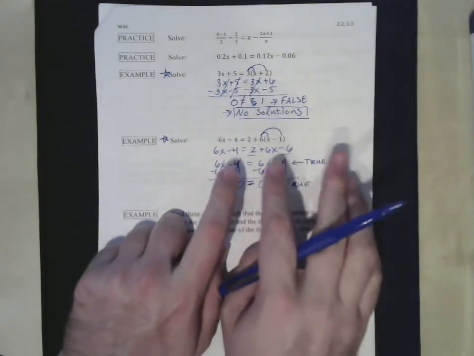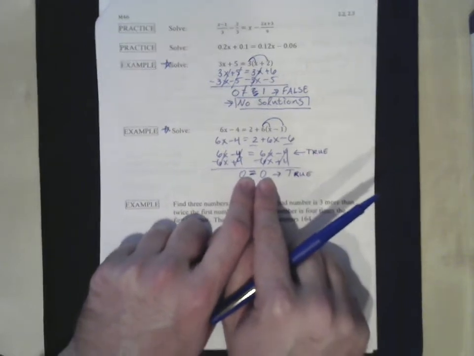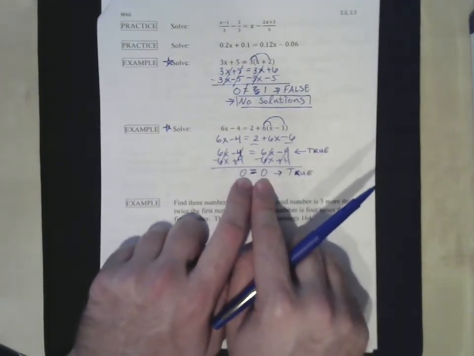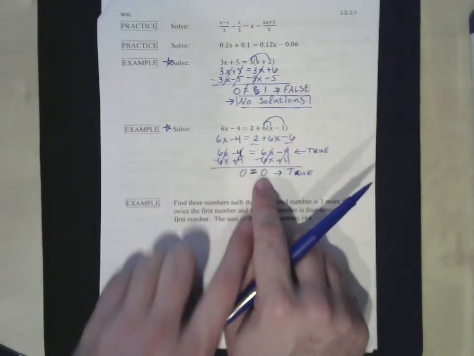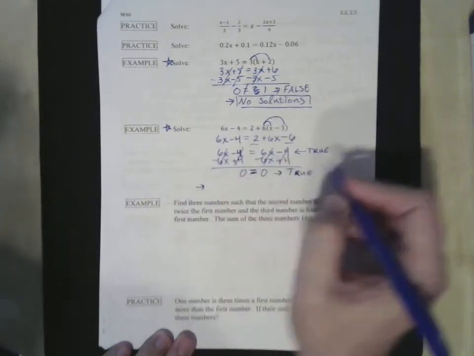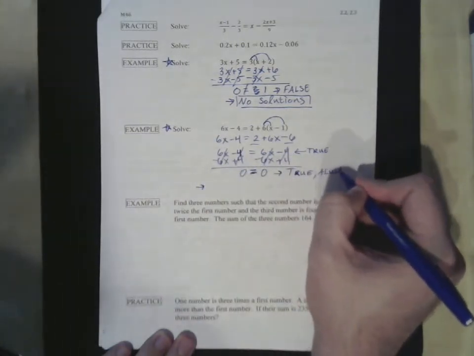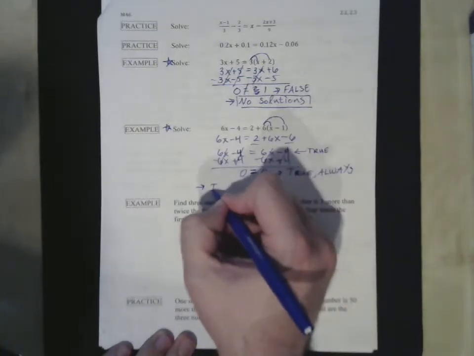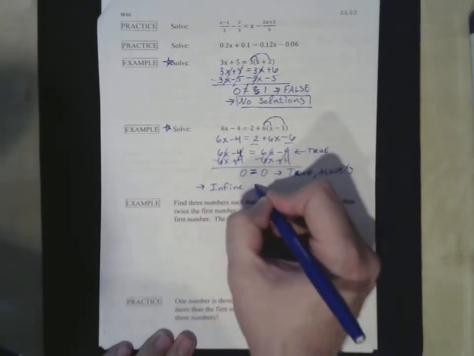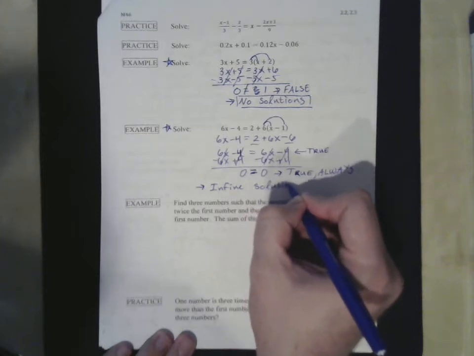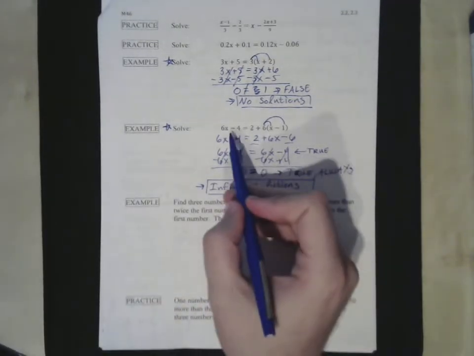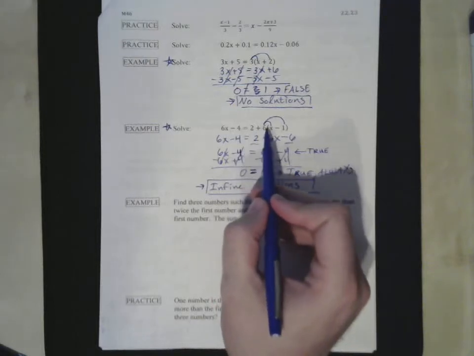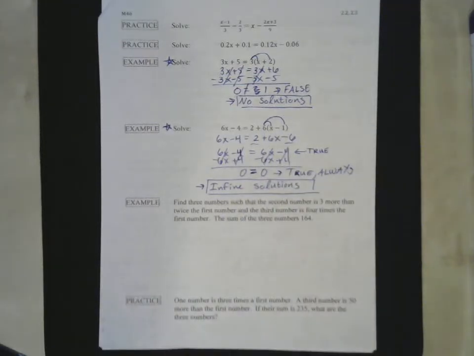Now, if you don't recognize it at that point, you just keep working like we normally would, and eventually you will get to 0 equals 0 in these types of cases, always. When you have this, this means that it's always true, and so that means there are infinite solutions. Because 0 always equals 0 every time we want it to, which means that 6x minus 4 will always equal 2 plus 6 times the quantity x minus 1, no matter what.